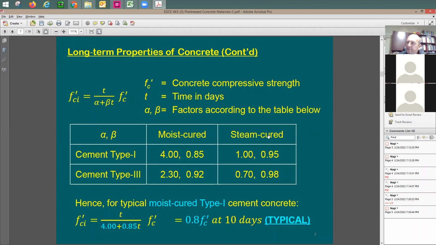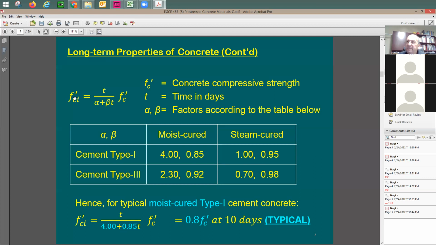And look at the steam cured. When you do steam cured, you're going to be taking the concrete member and putting it in a kind of an oven, and you're going to expose the structural member to hot steam for maybe 8 hours or 6 hours or whatever, right? They have their own technology. And look at the factors that happen to them. It's going to be much less. So what does it mean? It means with a steam cured system, you're going to be gaining higher strength faster. So your f'ci is going to be higher much faster.